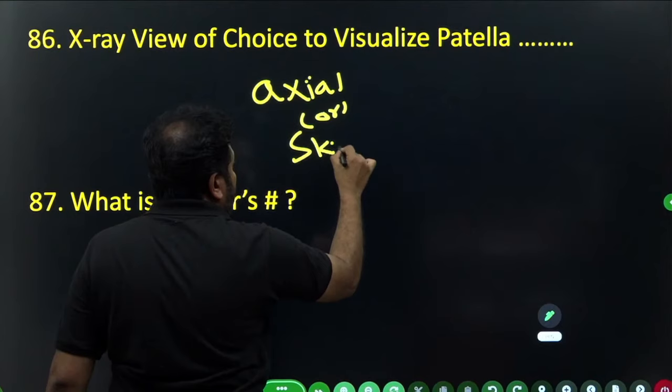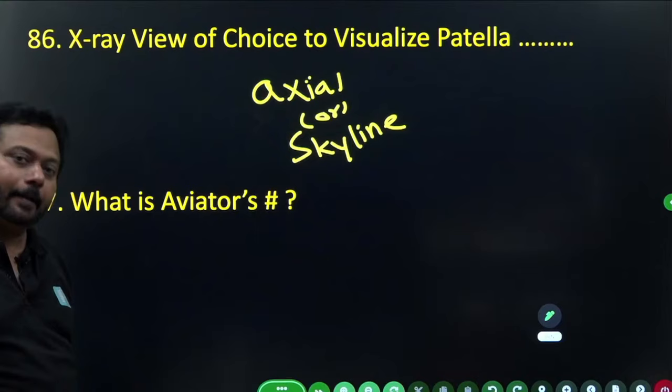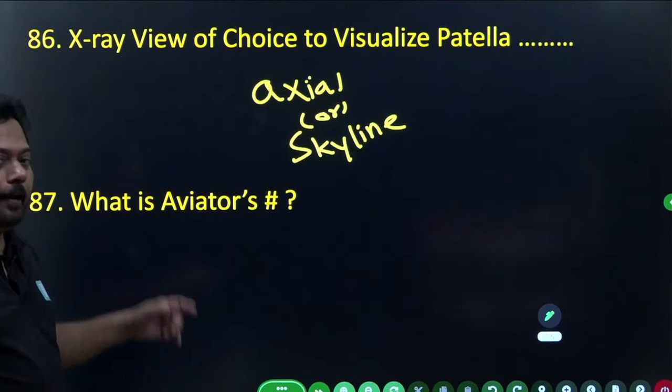Skyline view. This is the view of choice to visualize the patella. You will not miss even a crack fracture in that. What do you mean by aviator's fracture?